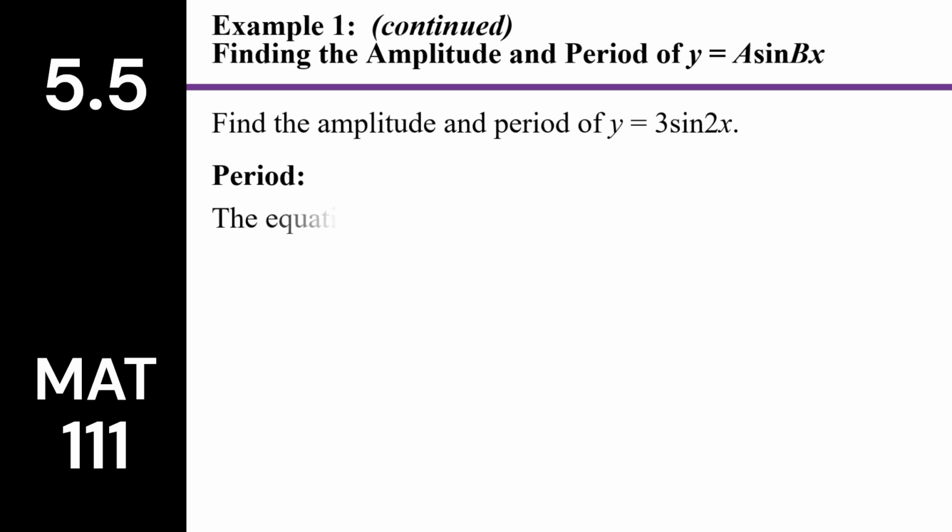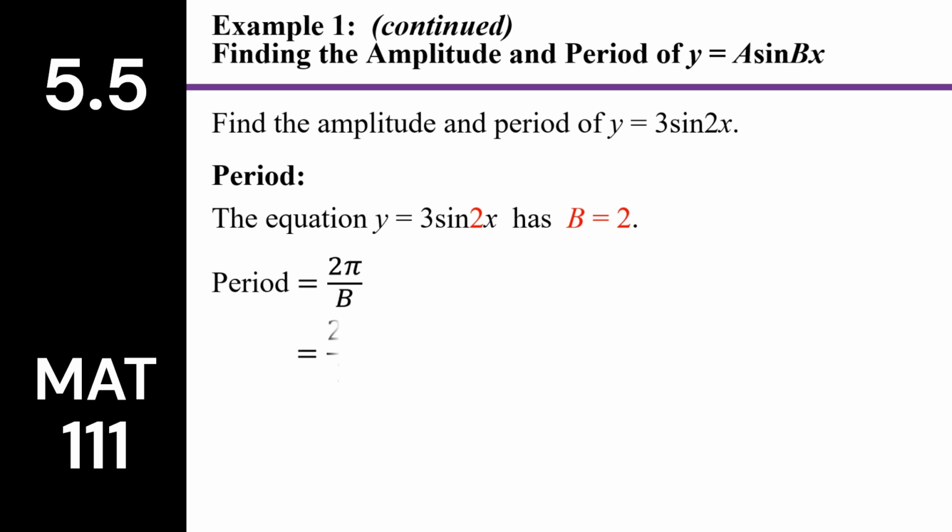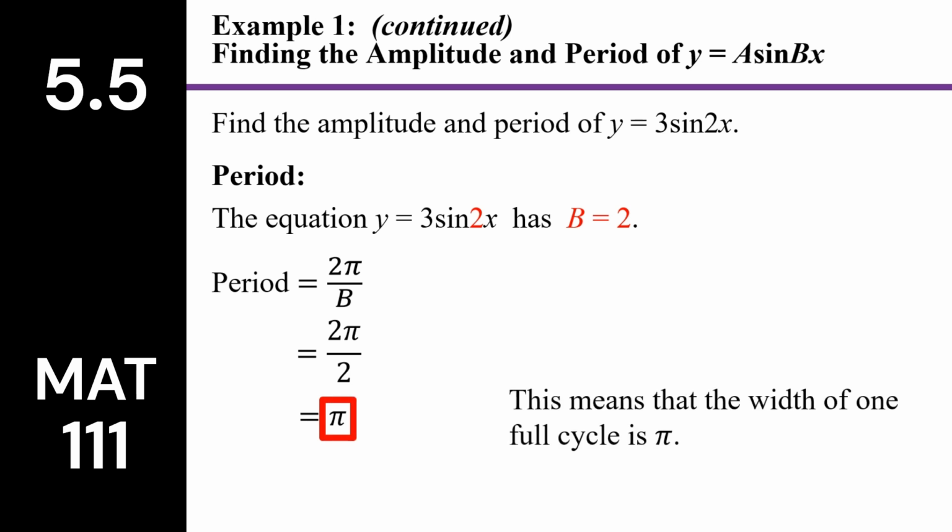Next we find the period. The value of b in our equation is 2, and the formula for period is 2 pi over b. So we substitute in the 2, and we simplify that to pi. This means that the width of one full cycle is pi.